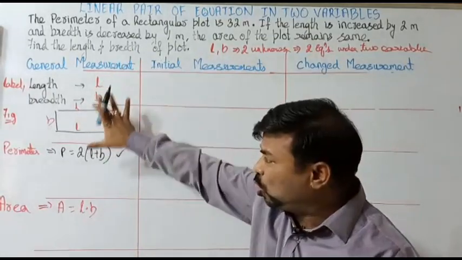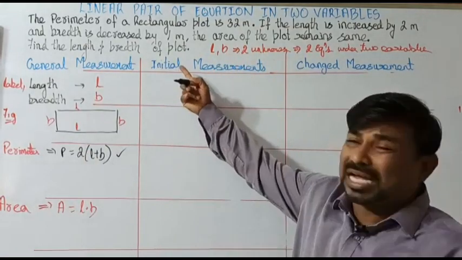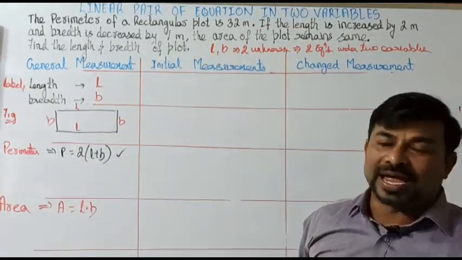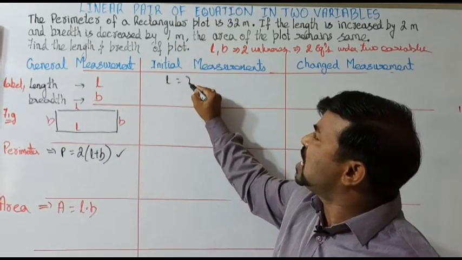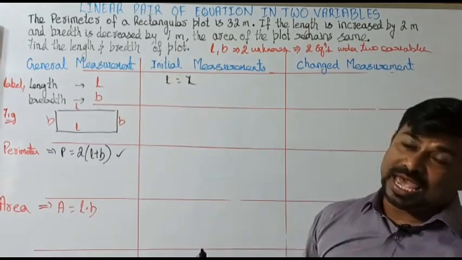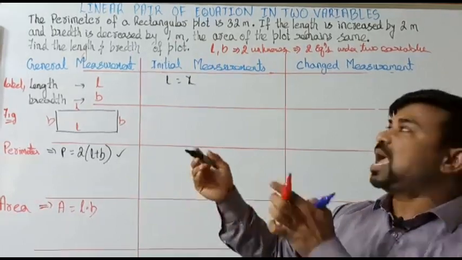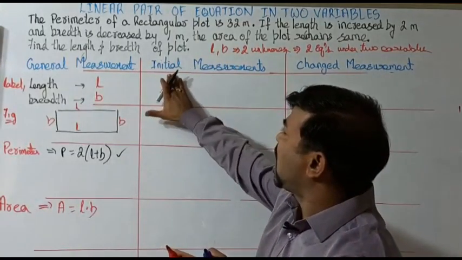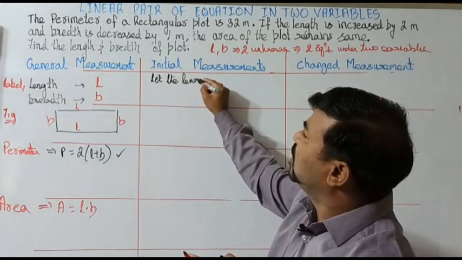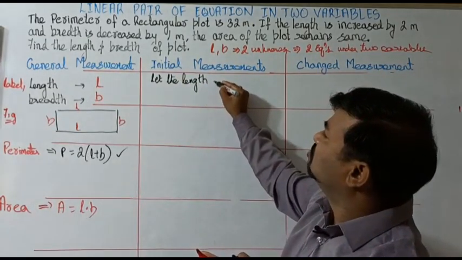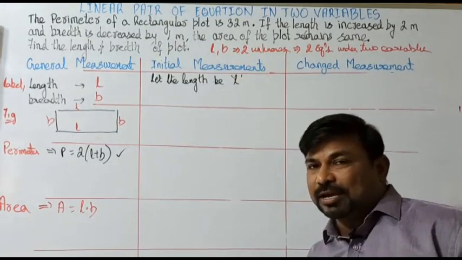Now let's relate all those general things according to the values of the given question. That's what I'm calling the initial measurement. Now let's take the initial measurement. Let the length be x. How to call it in the given question? You call it as let the length be x. You can take it straight away like that. I like to call it let the length be L. You can take it like this in the question. While writing the steps, you can start from here.